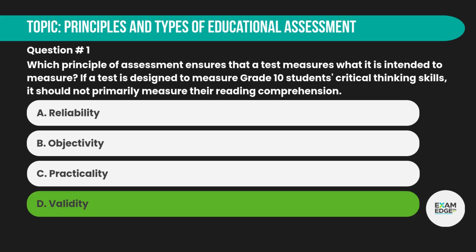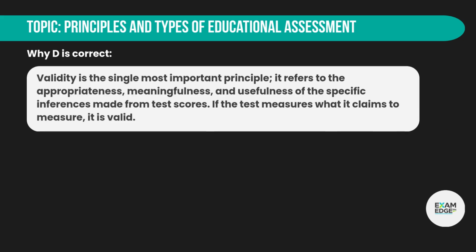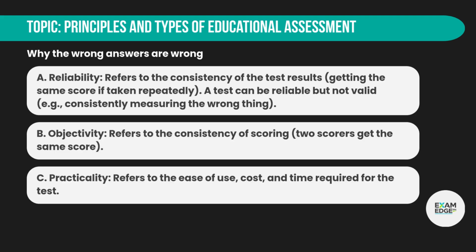Correct answer: D. Validity. Why D is correct? Validity is the single most important principle. It refers to the appropriateness, meaningfulness, and usefulness of the specific inferences made from test scores. If the test measures what it claims to measure, it is valid. Why the wrong answers are wrong?